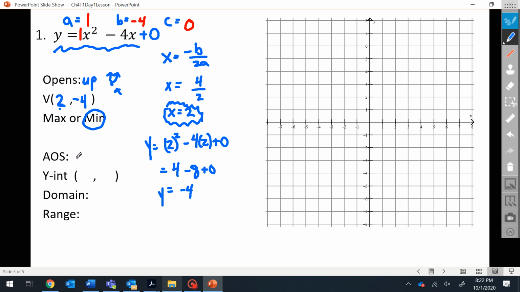The axis of symmetry is a vertical line. So it has the equation x is equal to, and it's going to be 2. It's going to be the x-coordinate of the vertex. So it's going to be x is equal to 2.